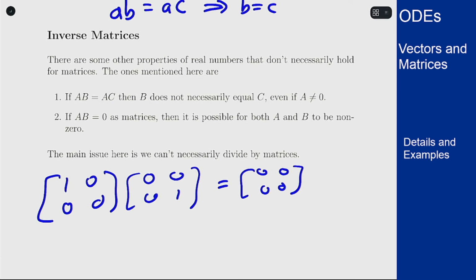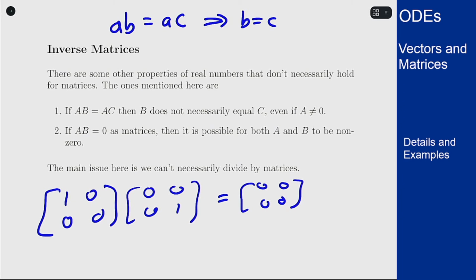And the main issue with all this is that we can't divide by matrices. We have not talked about division yet. Right? The key step up here was dividing both sides by A. The key step here is assume that A is non-zero, then divide both sides by A, therefore B must be zero. That's how you would prove that. But here, we can't divide by matrices. Or at least, we can't divide by all matrices.